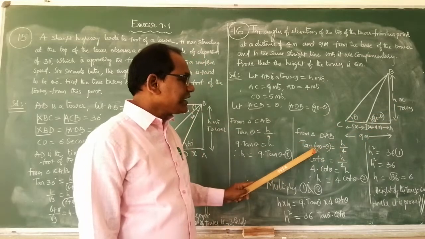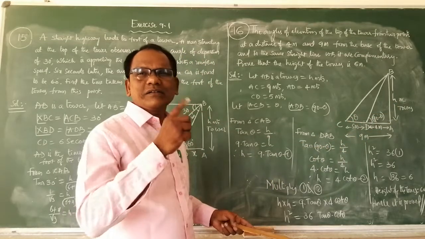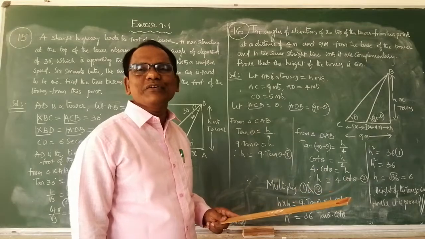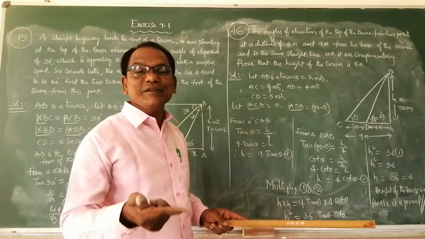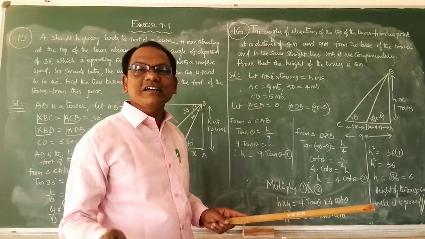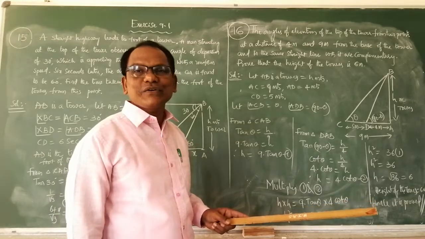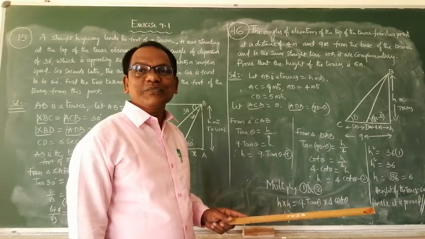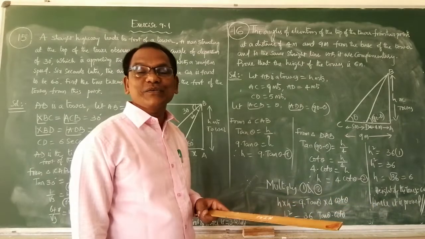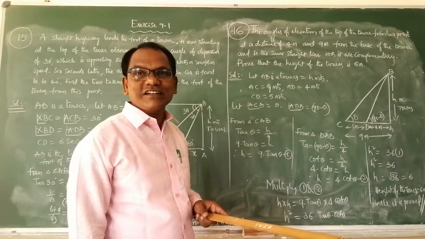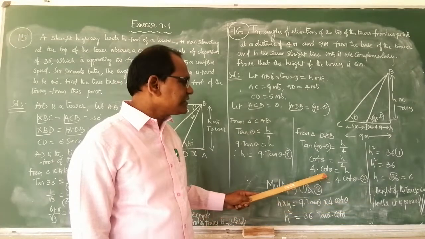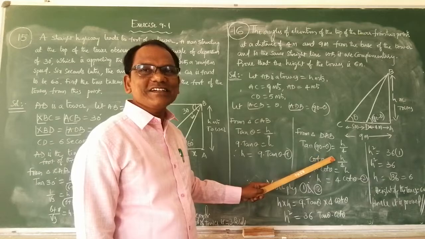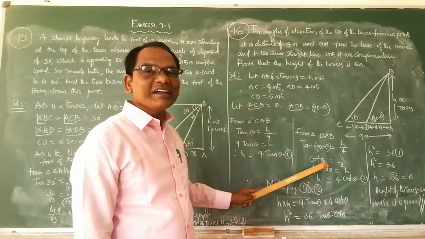Tan 90 minus theta. When we conducted the classes in Sabhabhavan, I told you about complementary angles. Sin 90 minus theta equals cos theta. Cos 90 minus theta equals sin theta. Tan 90 minus theta equals cot theta, I said. Is it right or not? Complementary angles are trigonometric ratios. Here, tan 90 minus theta equals cot theta.